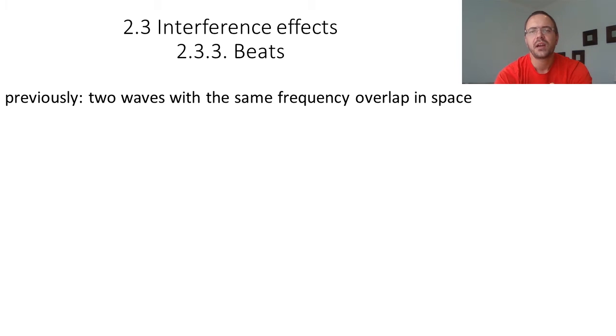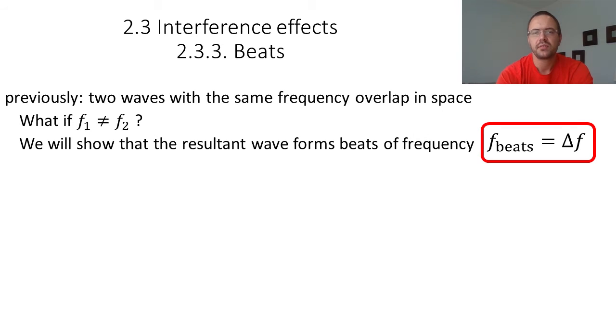In the previous video, we have discussed what happens when two waves with the same frequency overlap in space. We have seen that you can have constructive or destructive interference depending on the relative phase difference between the two waves. In this video, we will look at what happens when two waves have equal amplitude but slightly different frequencies. And we will show that the resultant wave forms beats with a frequency equal to delta f.